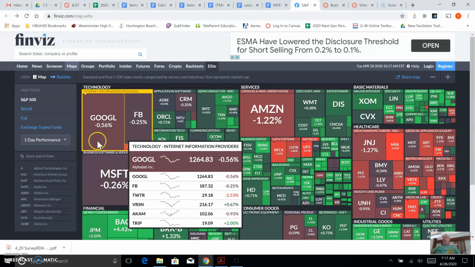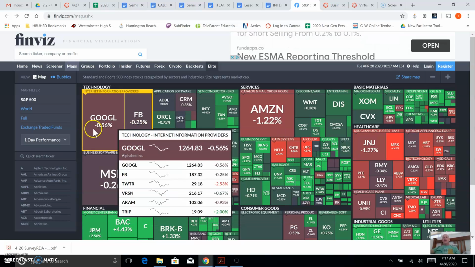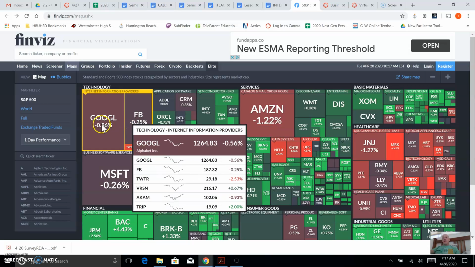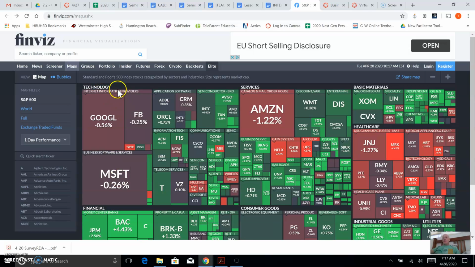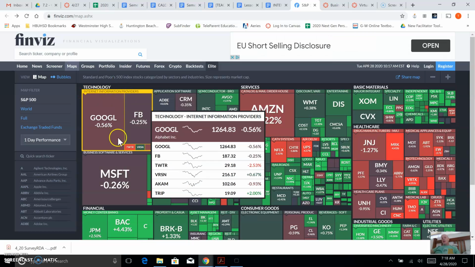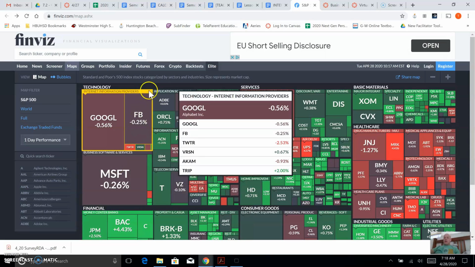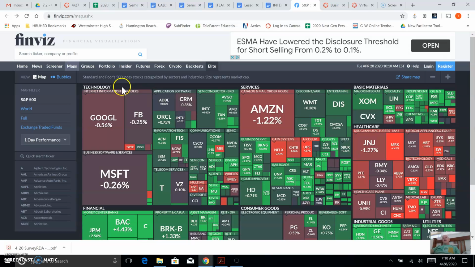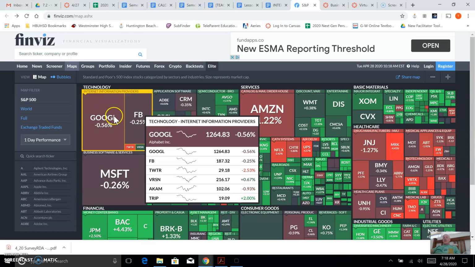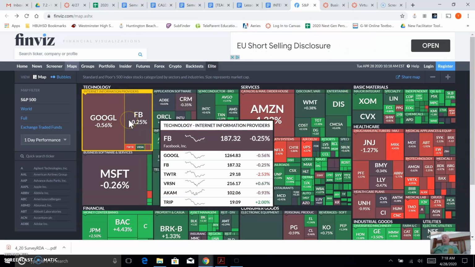So Google is twice the size of Facebook. So this gives you a good visual of the size of companies. But did you know Microsoft is even bigger than Google? So we've got technology. So that is your sector, right? It's in the technology sector. But within the technology sector, it breaks down even further: internet information providers, business software services, application software, semiconductors. So you can invest in the broader technology market, or you can break it down into specific industries, or further break it down into individual stocks.